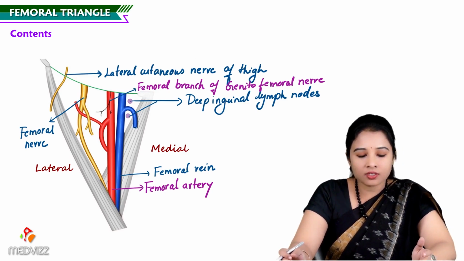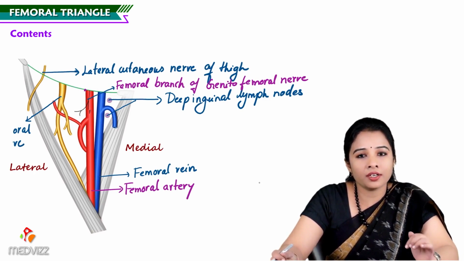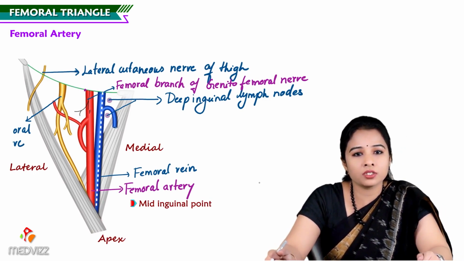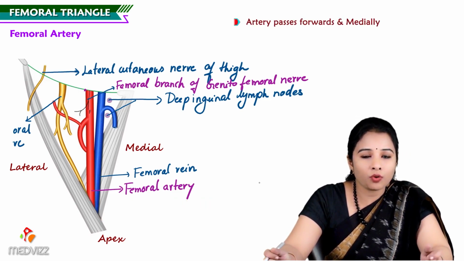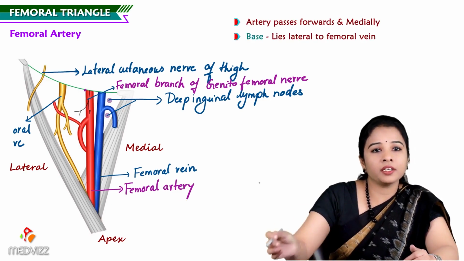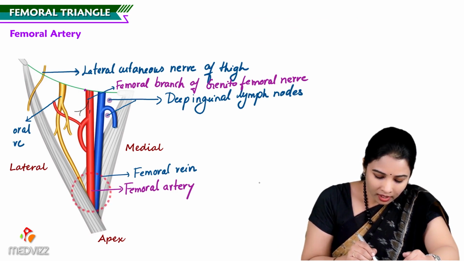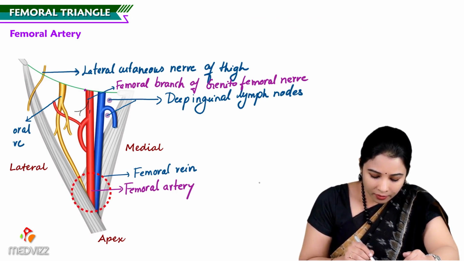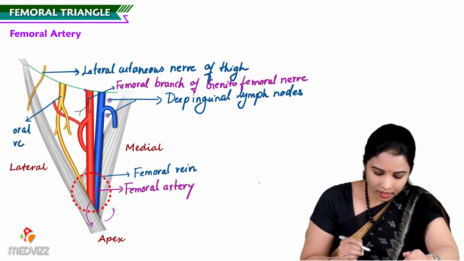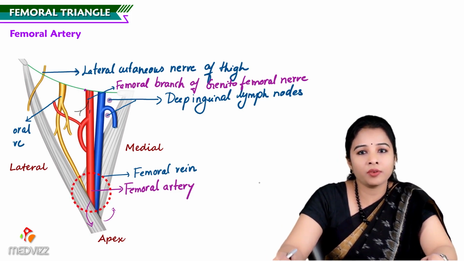So these are the contents of the triangle. You can see the beginning of the femoral artery is the mid-inguinal point, and it runs vertically downwards towards the apex. The artery passes forwards and medially, lateral to the femoral vein. In the beginning it lies lateral to the femoral vein, but at its apex the artery becomes anterior and the femoral vein goes towards the posterior side. So that is the relationship between the femoral artery and femoral vein.